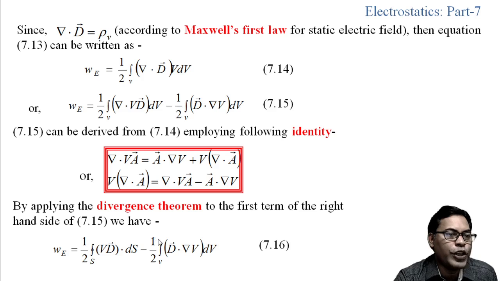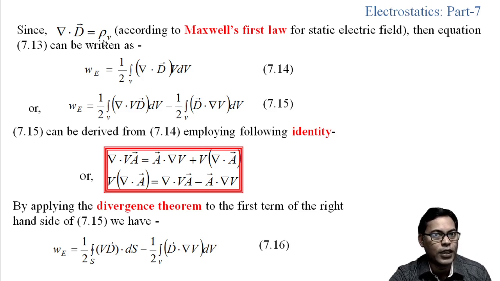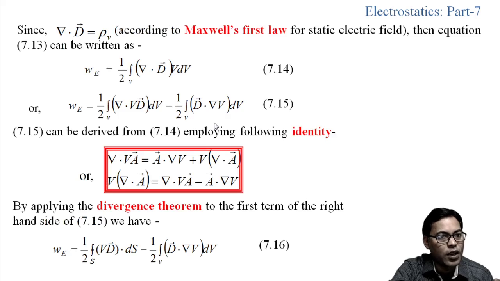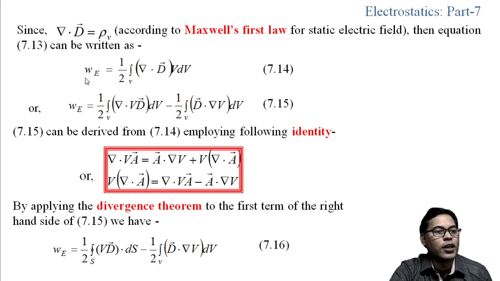Now we know, according to Maxwell's first equation, that del dot D equals rho V, and you can remember that this expression we got from the Gauss law. So now we can replace rho V in this expression 7.3 using Maxwell's equation, taking expression 7.13. So here We equals half of the volume integral of rho V, which equals del dot D into V dV.